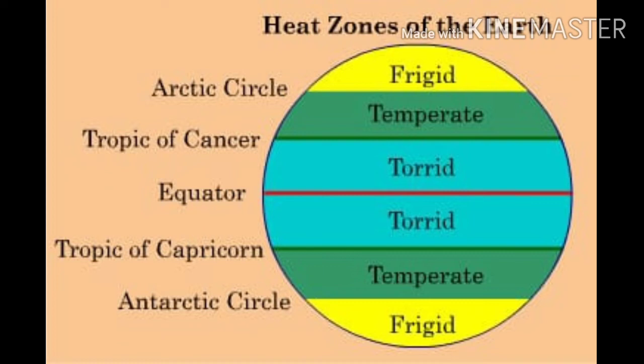The next one is the temperate zone. The word temperate means moderate. This zone experiences maximum slanted rays of the sun and receives less heat.